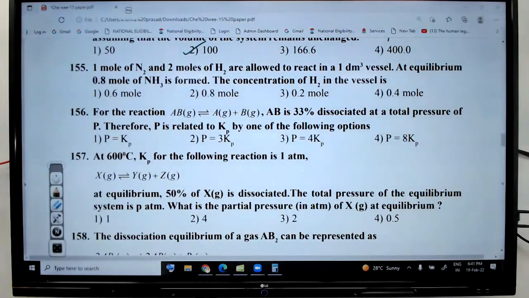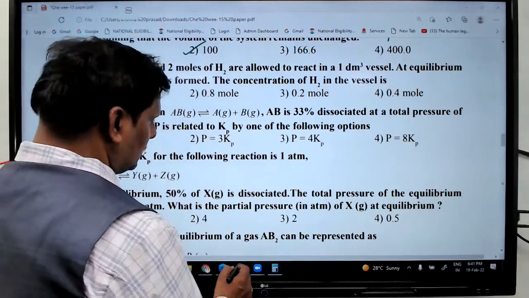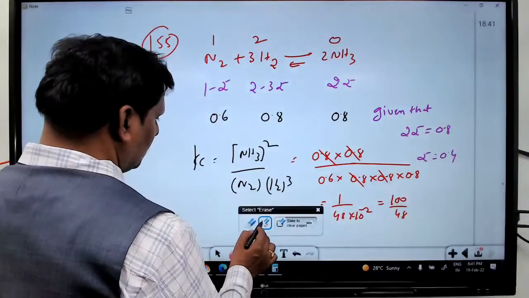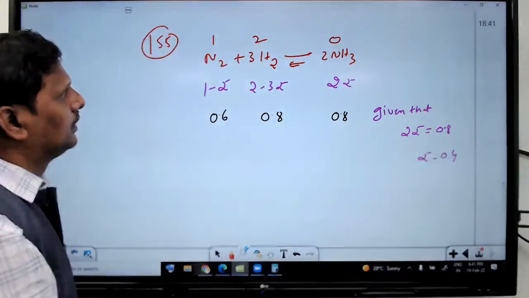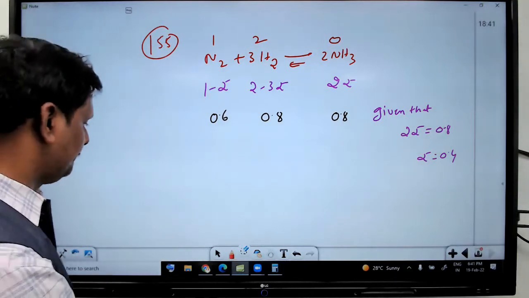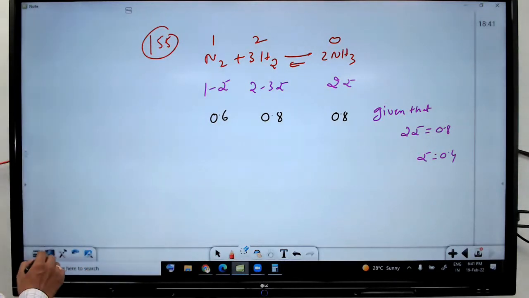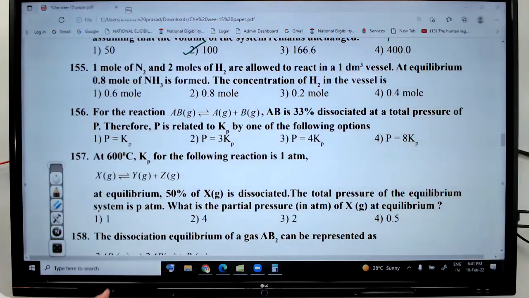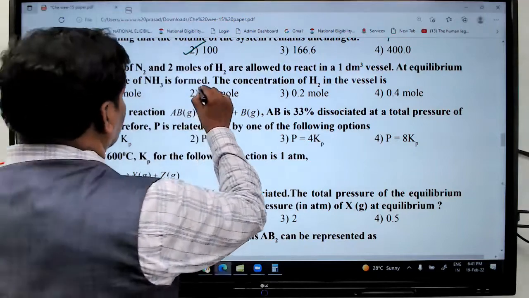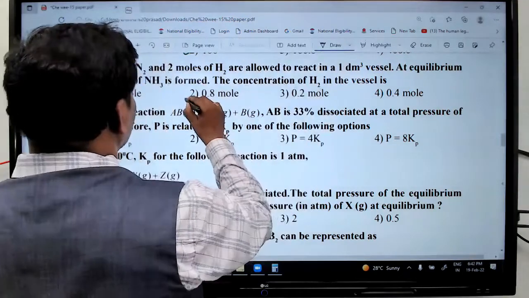Once again, they are asking the concentration of H2 only. They are not asking the Kc value. Only the concentration of H2 in this vessel. What is the remaining? 0.8. Direct question, they are not asking the Kc value.